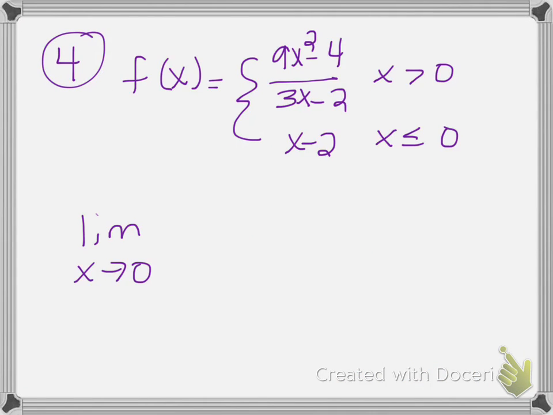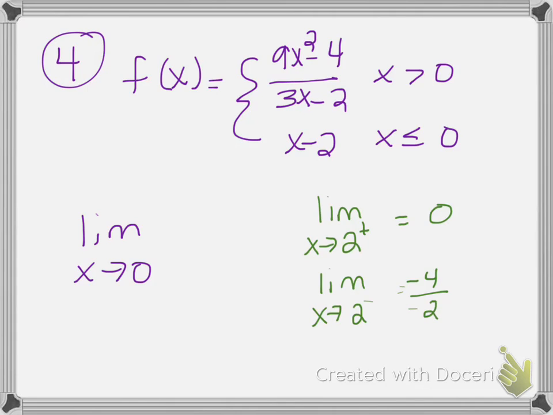Alright. So plugging in 0 here, if I do the limit as x approaches 2 from the right, that's the bottom part of it, I get 0. If I do the limit as x approaches 2 from the left, it looks like a factoring problem, and then you sort of work it out from there. But what you will notice is you can go ahead and plug in a 0 for x, and you would get negative 4 over negative 2.